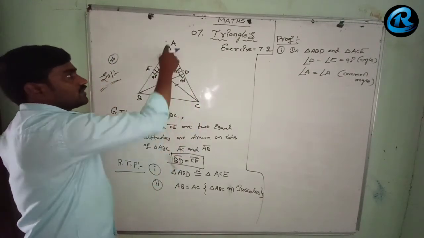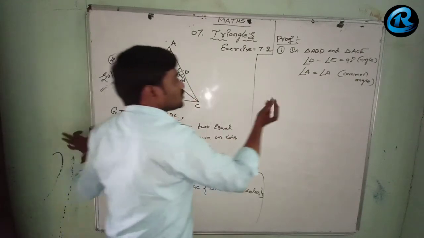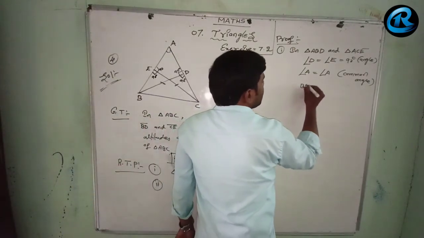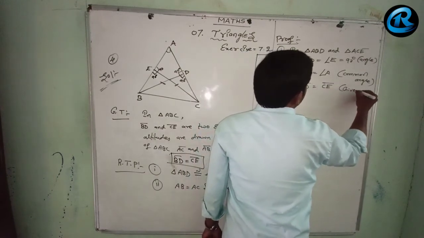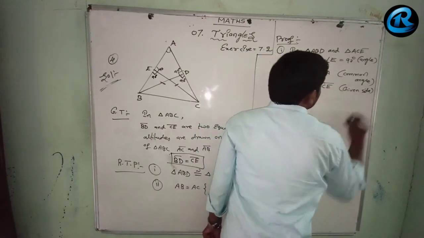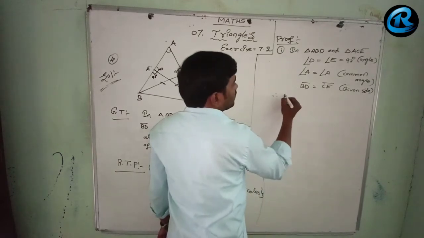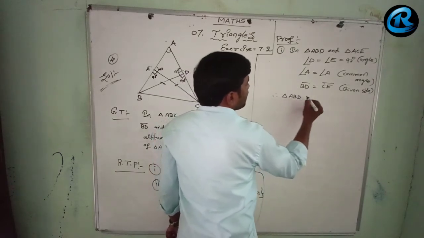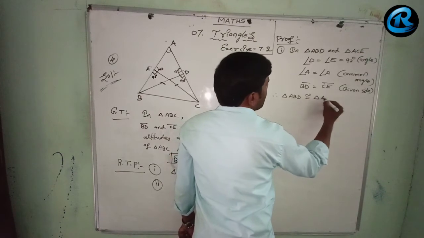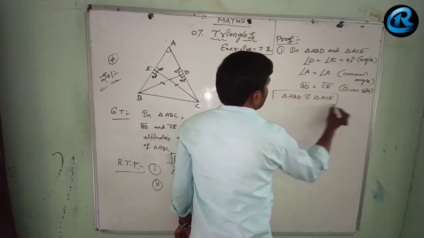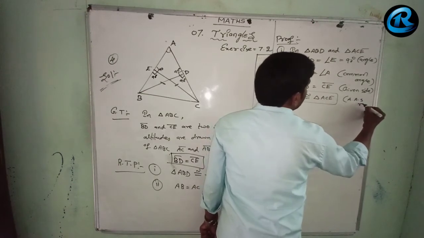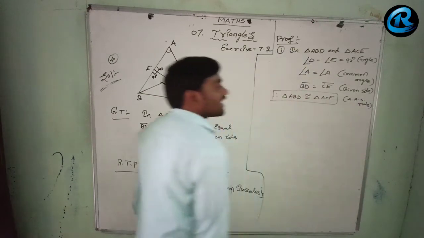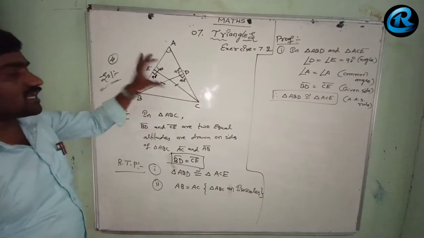CE altitude, ABD BD altitudes. The BD is equal to CE, given side. So hence we can prove that the triangle ABD is congruent to triangle ACE by the angle side rule. By the angle side rule, these two triangles are congruent.